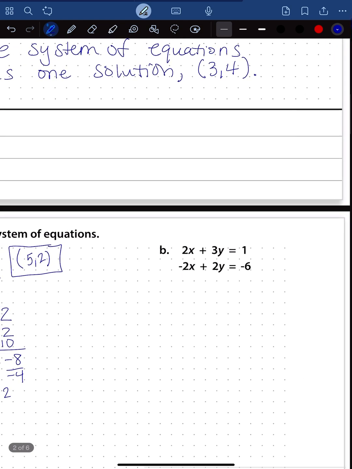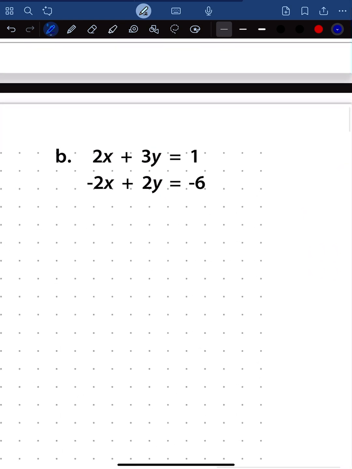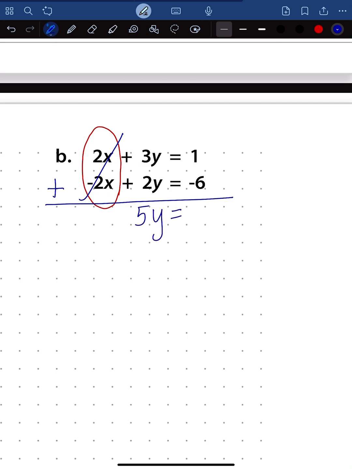Okay, let's look at try it 1b. Take a moment, analyze the coefficients and determine if there is a coefficient that's opposite. We should notice that for the x's, those are opposite. We have a positive 2x and a negative 2x. So if I add this system of equations, that will cancel out. A 3y plus a 2y is a 5y. A 1 plus a negative 6 is a negative 5.